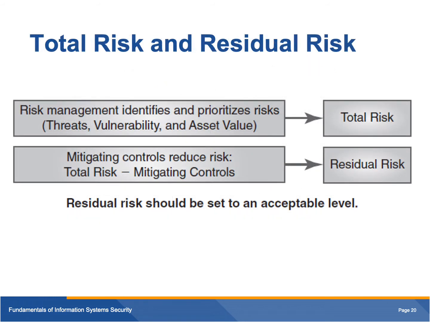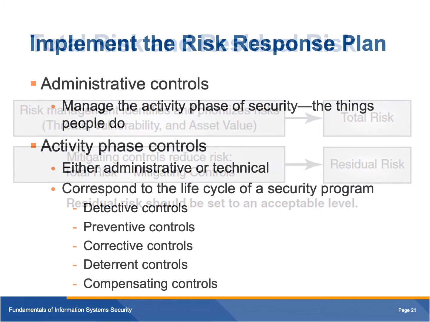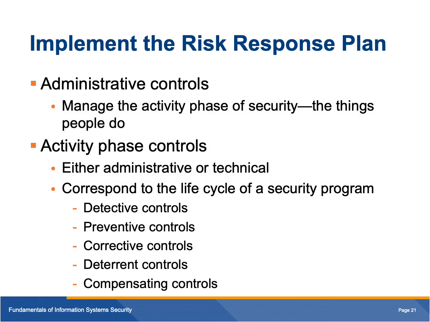So that's really what we're trying to do, right? Identifying what is the total risk, and then taking this total risk and putting in place some controls, ending up with some residual risks, which hopefully will be acceptable to the organization. So as part of that, I've mentioned controls. There are going to be administrative controls, so controls that relate to how people do their jobs.